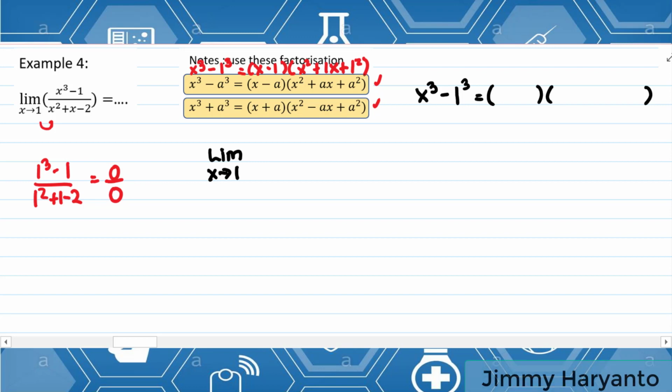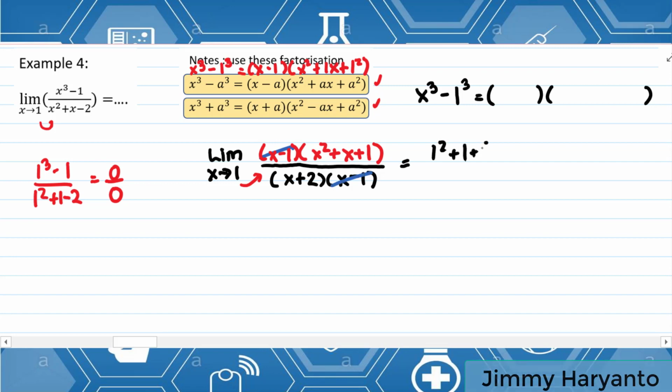So the top one will be x minus 1, and then x squared plus x plus 1, over the bottom one, which will be x plus 2 and then x minus 1. We can cross out the x minus 1 and then try to substitute the x again one more time. 1 squared plus 1 over 1 plus 2 equals 3 over 3 equals 1. Okay, I will give you another example for factorizing x cubed.